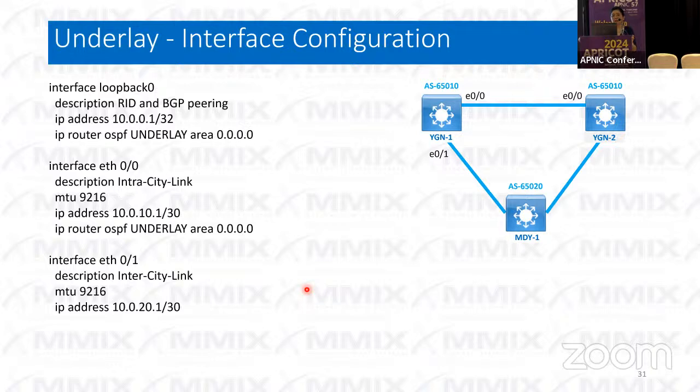So these are the interface configurations for router 1. On the loopback interface, I turn on the OSPF routing protocol as an underlay. Also Ethernet 0/0, which is the intra-city link, also has the OSPF routing protocol turned on. So all loopback interfaces must be routed to each other. For the intercity link Ethernet 0/1, I didn't turn on OSPF, but I increased the MTU value. The MTU value must be increased on all physical interfaces. That is important.